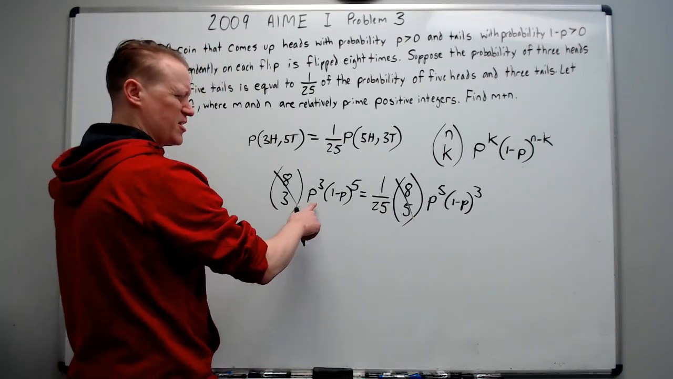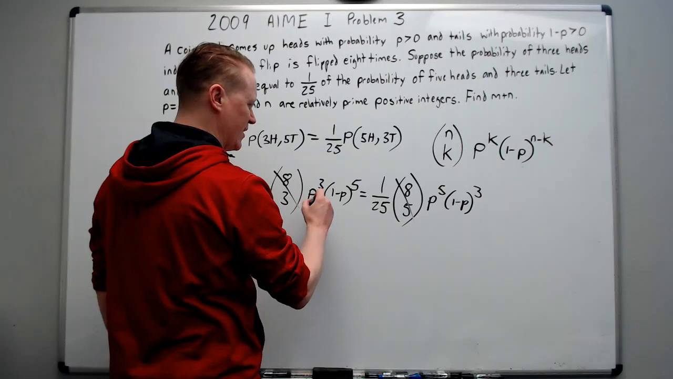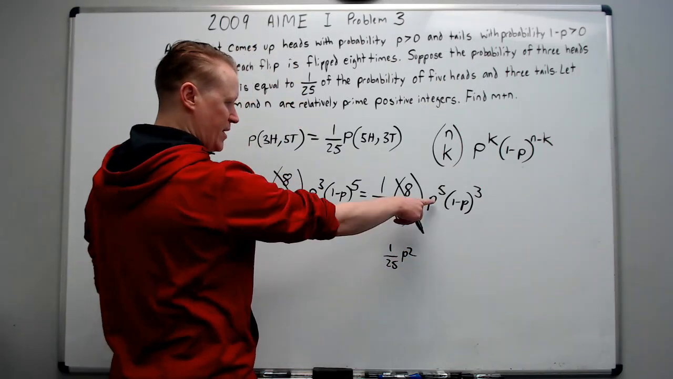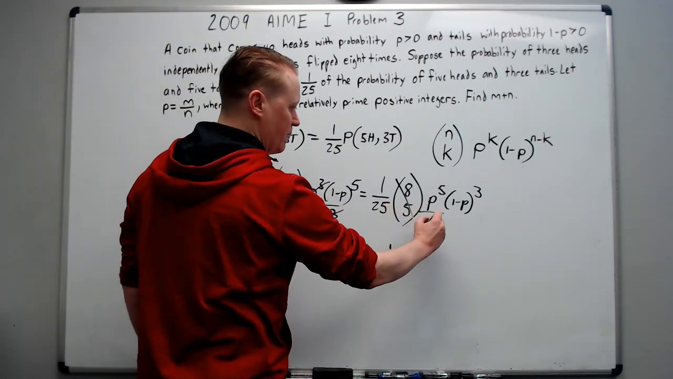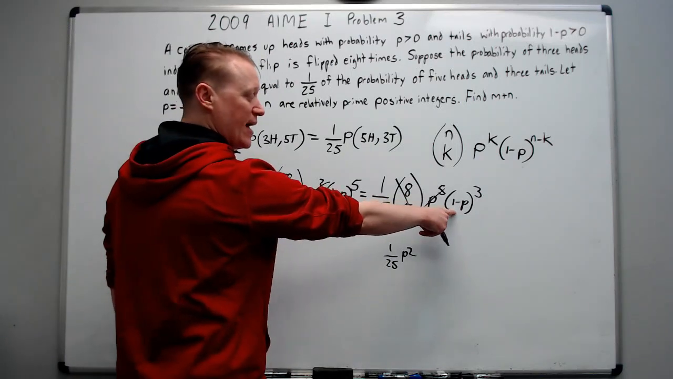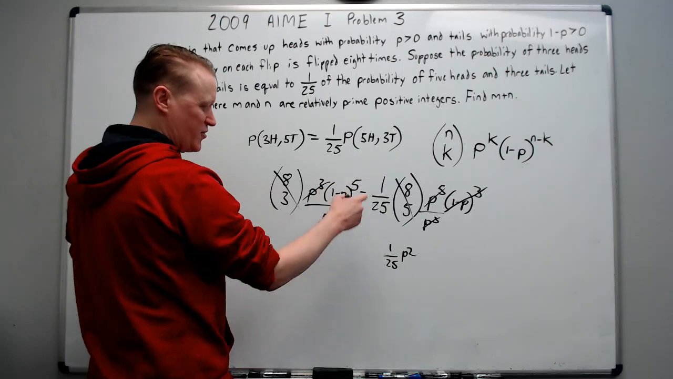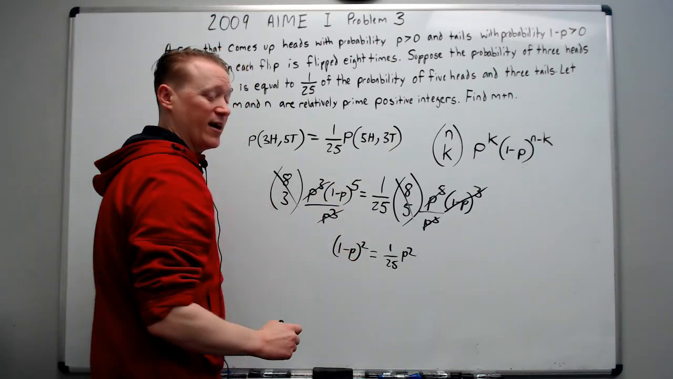Okay, so what we're going to do is just divide. P cubed divided on both sides is going to leave p squared over here. P to the 5th divided by p cubed, right? Cancel, cancel, p to the 3rd, this leaves p squared. Similarly, we're going to divide by 1 minus p cubed, and it will cancel over here and leave 1 minus p squared over here.